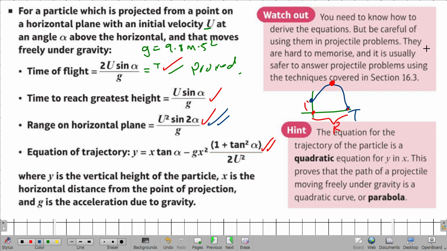Now we're going to move to calculating the time of flight as well as the equation of the trajectory.